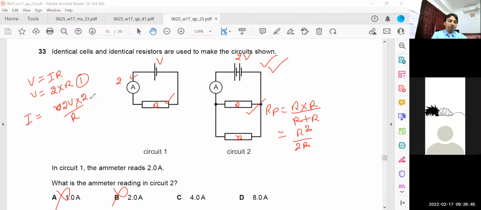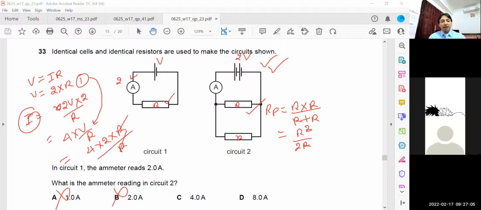So I got I is equal to 2V into 2 upon R, which is 4 into V upon R. Can I use the equation 1 here? From the equation 1, 4 multiplied by V, V is from the equation 1, that is 2R, multiplied by 1 upon R. I can cancel R here. So I got the current in the second circuit, that is 4 into 2, 8 ampere.